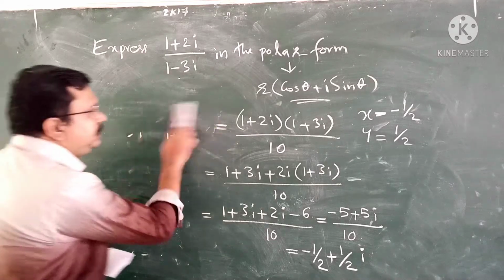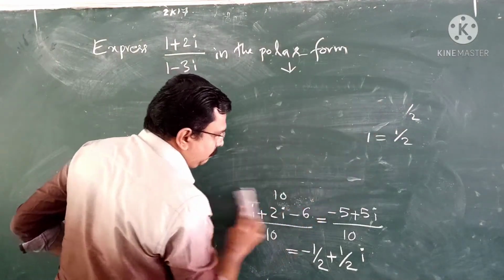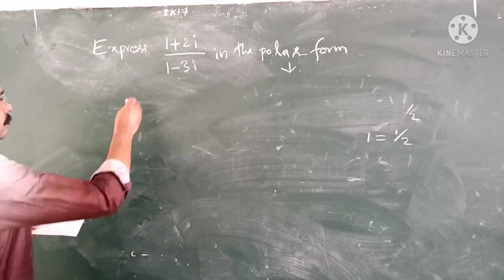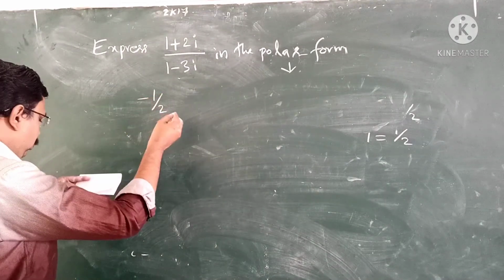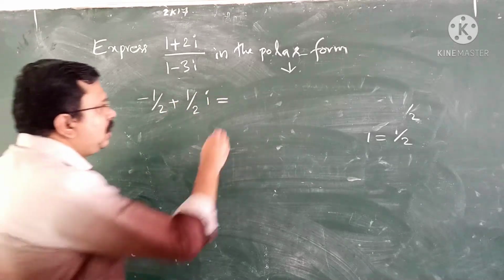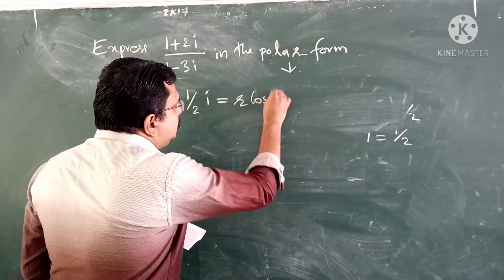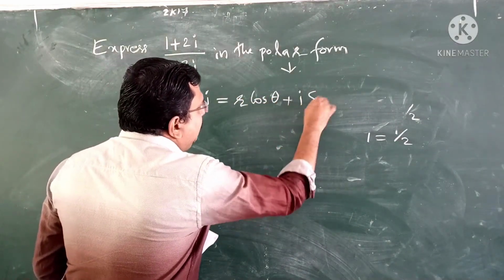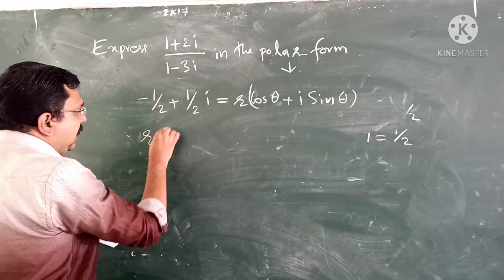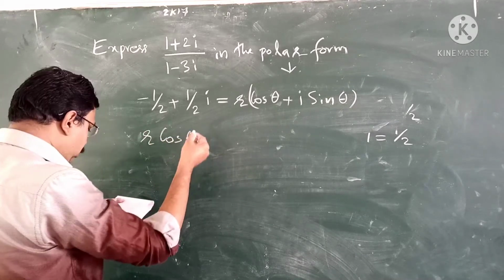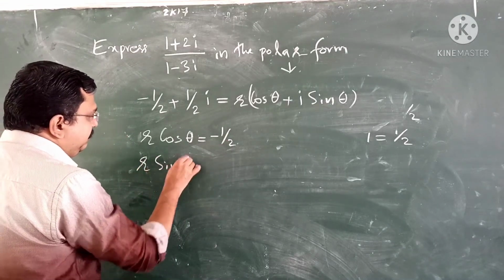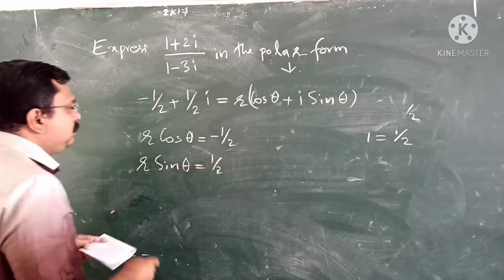Okay, our next step is, listen, we get minus 1 by 2 plus 1 by 2 into i equal to r cos theta plus i sin theta. There is a bracket. Therefore, we can write r cos theta equal to minus 1 by 2 and r sin theta equal to 1 by 2.